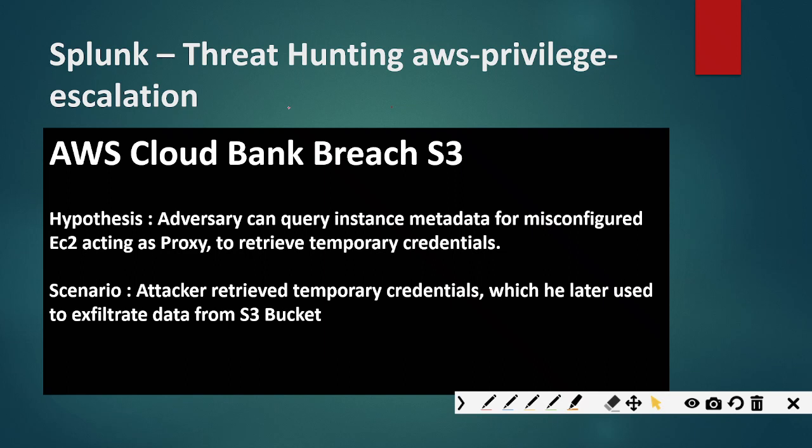So today I'm very excited to demonstrate this scenario. We are looking at AWS privilege escalation. We are basically taking into account the CloudBank breach S3. I will be putting a little bit of emphasis on the hypothesis. For example, an adversary can query instance metadata if that EC2 is misconfigured and should be able to retrieve the temporary credentials, right? Our scenario here is that the attacker has successfully retrieved temporary credentials, which he has later exploited to exfiltrate data from one of the S3 buckets, right?